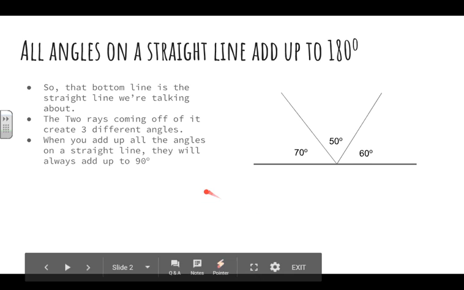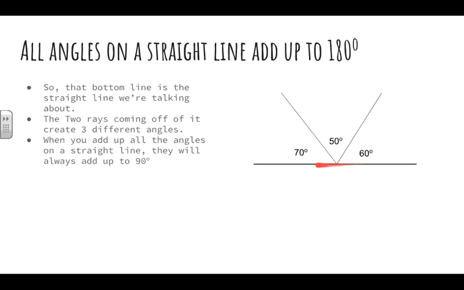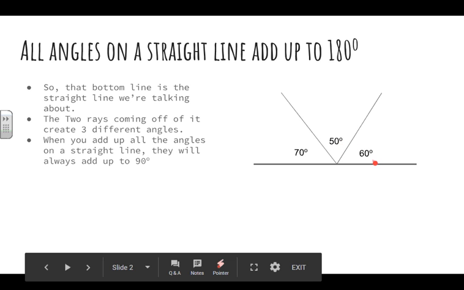All right, so this bottom line right here is the straight line that I'm talking about. And these two rays coming off of that straight line form three angles, and we can see them right here. All right, when we add up all the angles, and I've got a typo right here, they're going to add up to 180 degrees. 70 plus 50 plus 60 will give you 180 degrees.